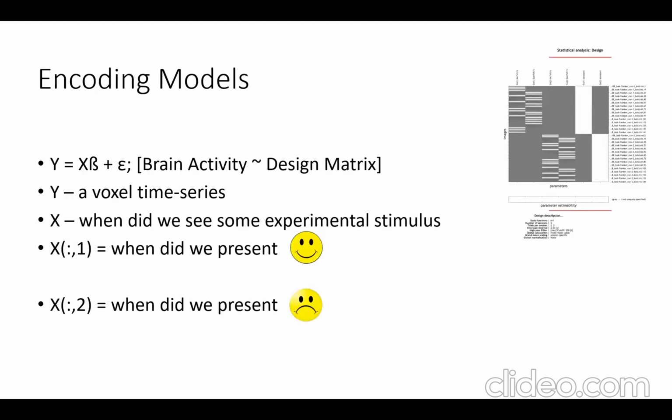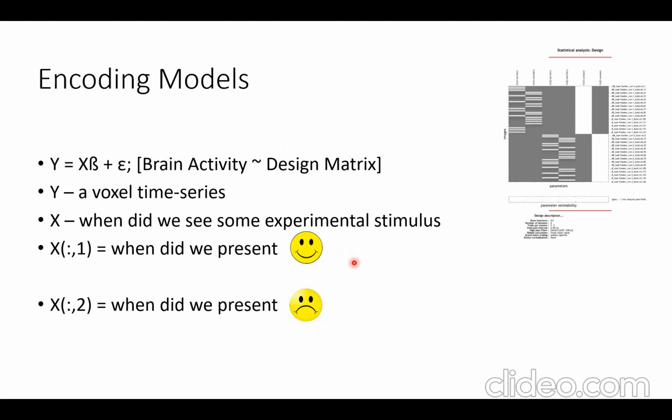So encoding models in general are basically something that we do all the time, especially in fMRI, which is we fit a design matrix to our brain data. So our design matrix, for example, is the stimuli that we choose. So in this very simple example, the person might have been shown a happy face and a sad face, and we might have one regressor that says when the picture of the happy face was presented, and when the picture of the sad face was presented is a different regressor. So basically, we try to model the brain activity based on some design matrix that says when the condition occurred.